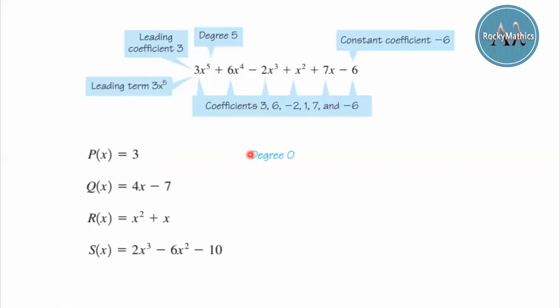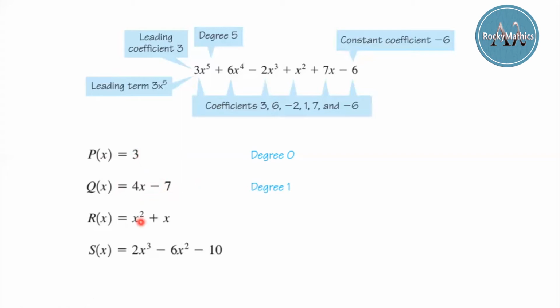It is 0, because by the definition, the degree is a non-negative integer, which is the highest power of the variable. And take note of this, although technically there is a variable here, 3 times x raised to 0. And x raised to 0, or any number raised to 0, is equal to 1. That's why this is 3 times 1, which is 3. Now, what's the degree of q of x? What do you think is the degree? The degree is 1. It's the highest power, which is 1.